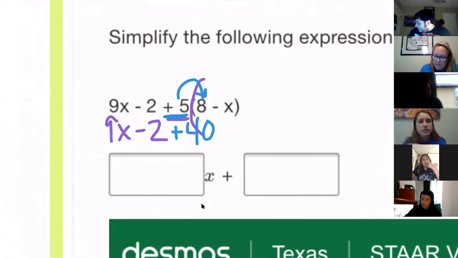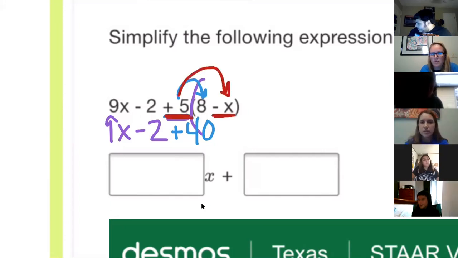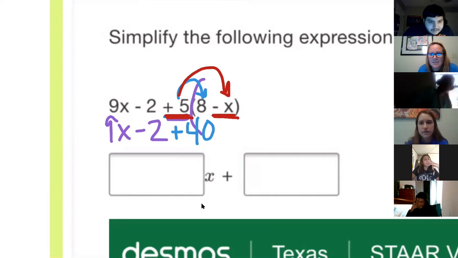Now we have to distribute the 5 to the negative x. So 5 times negative x, what is that going to be? Again, type it in the chat really quick. All right, good, I'm seeing some positives and some negatives mixed answers here. It will be negative because it's a positive times a negative. So you're going to have a minus 5x to represent that negative.